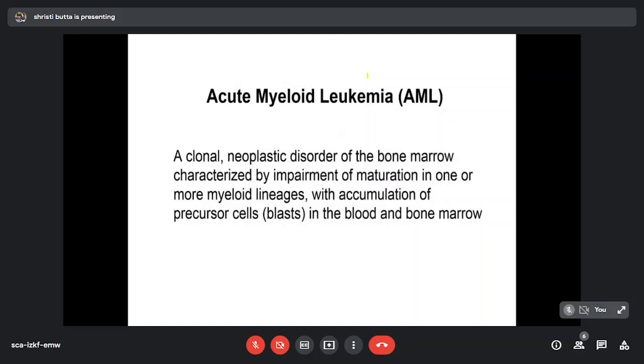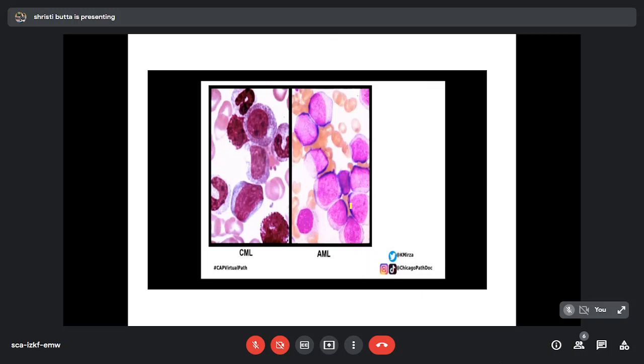A clonal or neoplastic disorder of the bone marrow characterized by impairment of maturation in one or more myeloid lineages with accumulation of blasts in blood and marrow. So look at this. It's very important to differentiate a chronic myeloid leukemia from an acute myeloid leukemia. Yes, it's very important because there's a lot of granulocytic proliferation, but the granulocytes are in all stages of maturation.